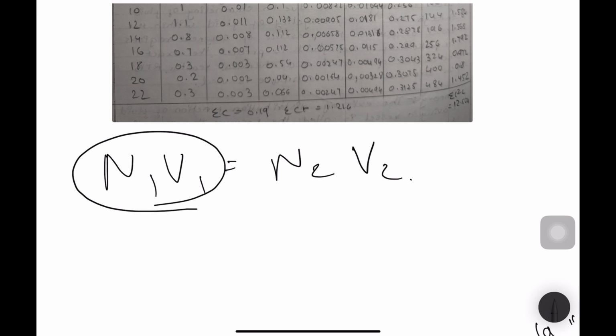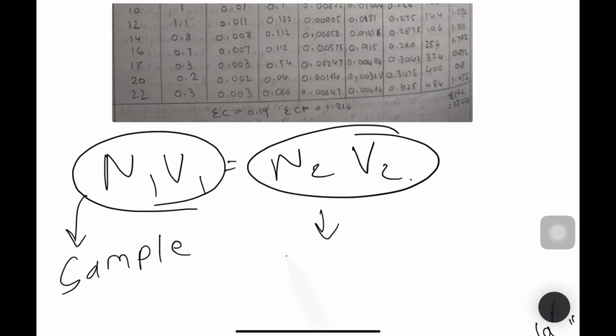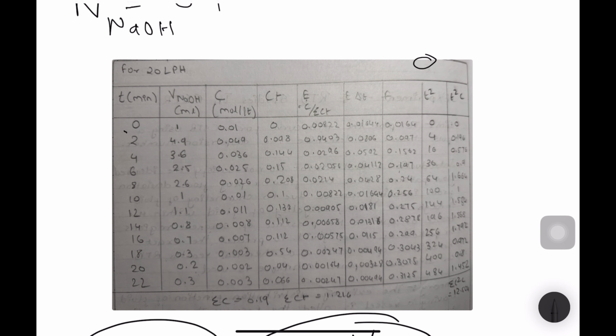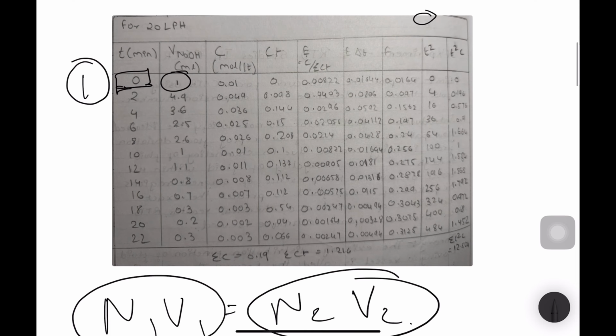First, N1V1 is equal to N2V2. N1 and V1 are the values for the sample that we have collected, and N2 and V2 are for the NaOH part. Now let's take the observations. For the first observation at 0 minutes, the volume of NaOH is found to be 1 ml.